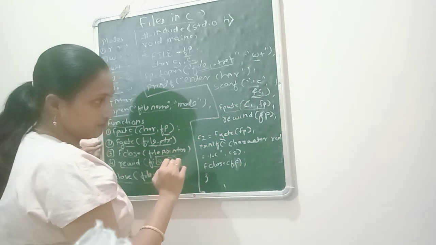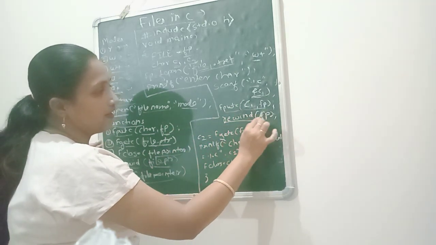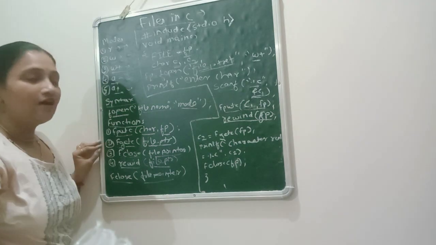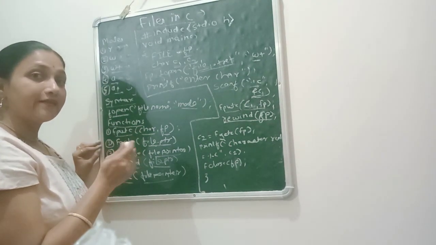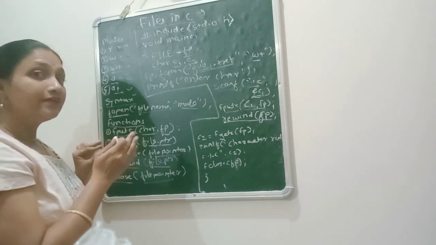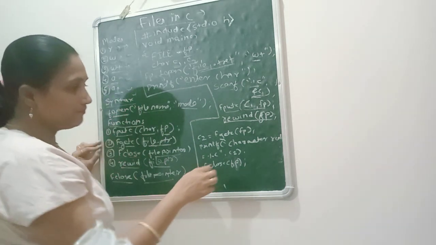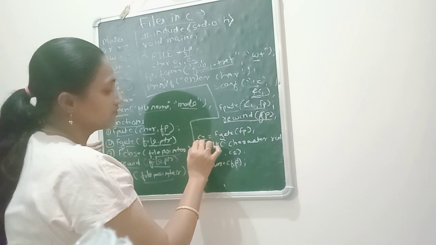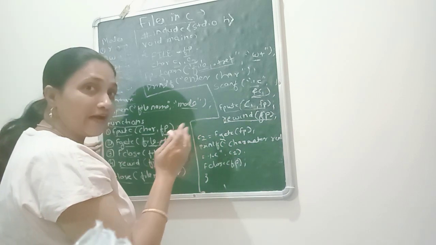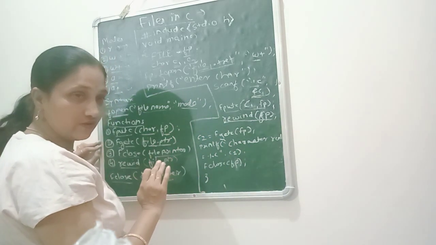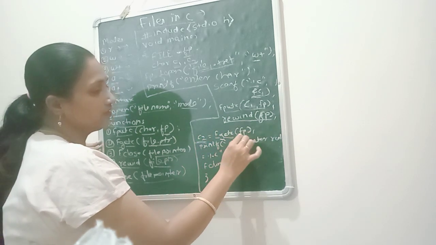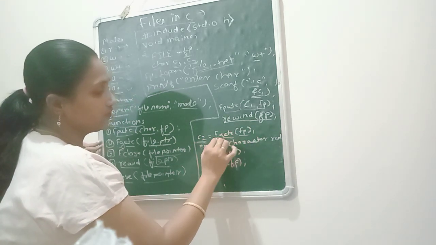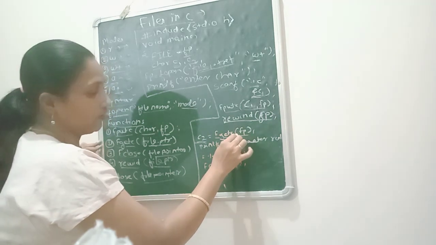Now I want to read the file. That's why I am writing here the rewind function. I told you what is the use of the rewind function. It is used to take the file pointer to the initial, the first character of the file. Now next, if I read a character from the file, I have to store it somewhere. So I am taking it in c2, fgetc(fp). This is the function for getting a character from the file.